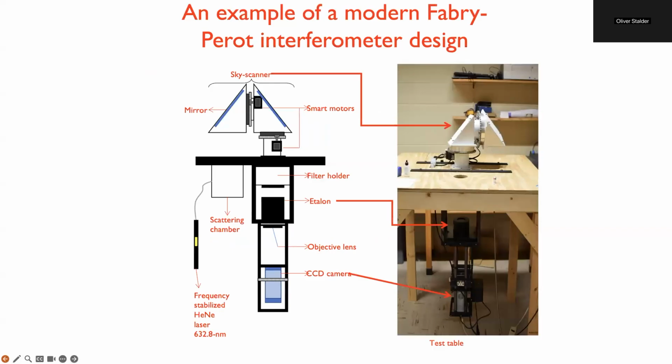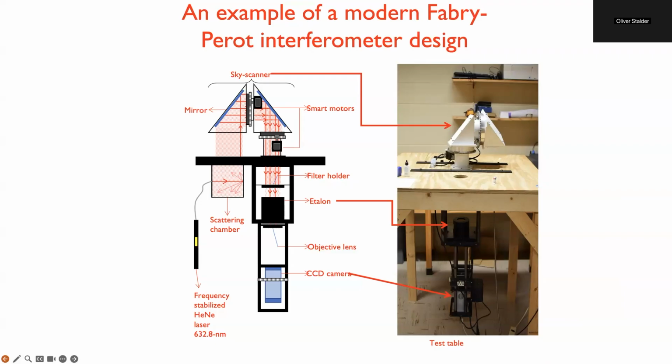And this is a typical Fabry-Pérot setup in the laboratory. There's a scattering chamber where we bring in the light from the frequency stabilized laser that we use for calibration. And then the scattering takes the light up past the 2 mirrors back into the instrument, and then passes through the interference filter there that isolates the 630 emission relative to all the other night glow emission.